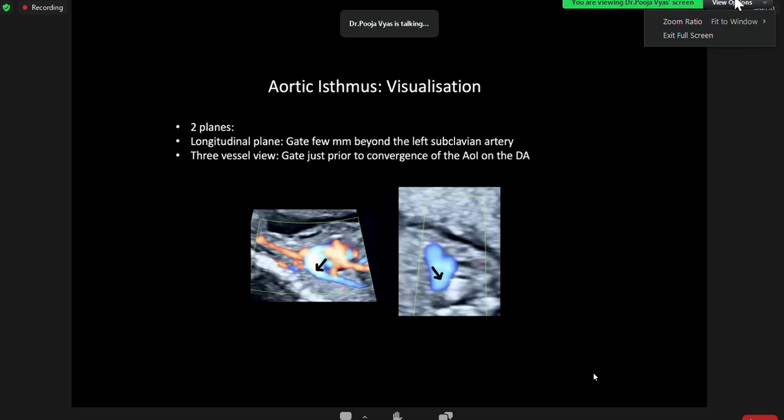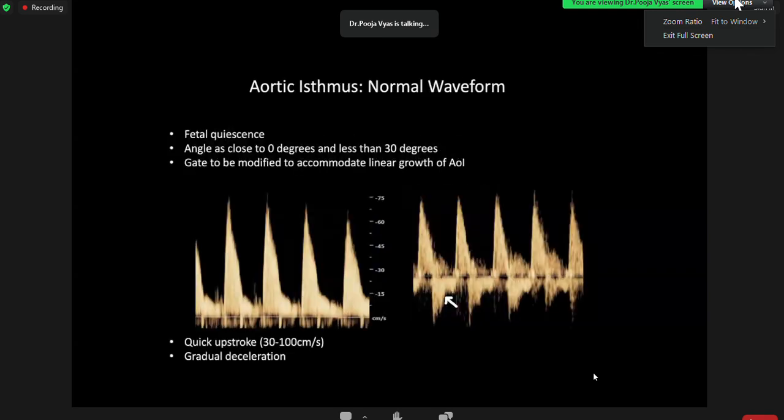Again, there are two planes. In the longitudinal plane, we go just beyond the left subclavian artery and we take a sample over there. And in the three vessel view, we are going to place the spectrum just prior to the convergence of the aortic isthmus and the DA. So generally, we get a forward flow and a high resistance flow.